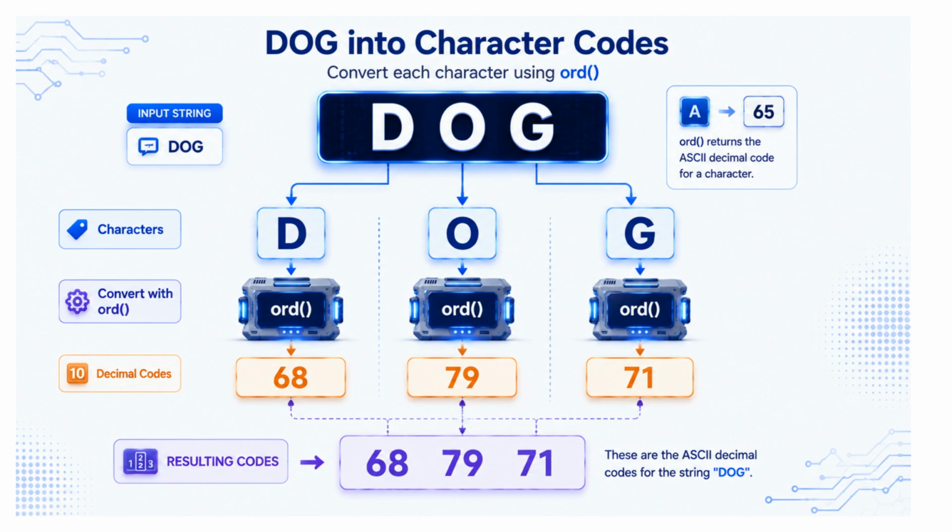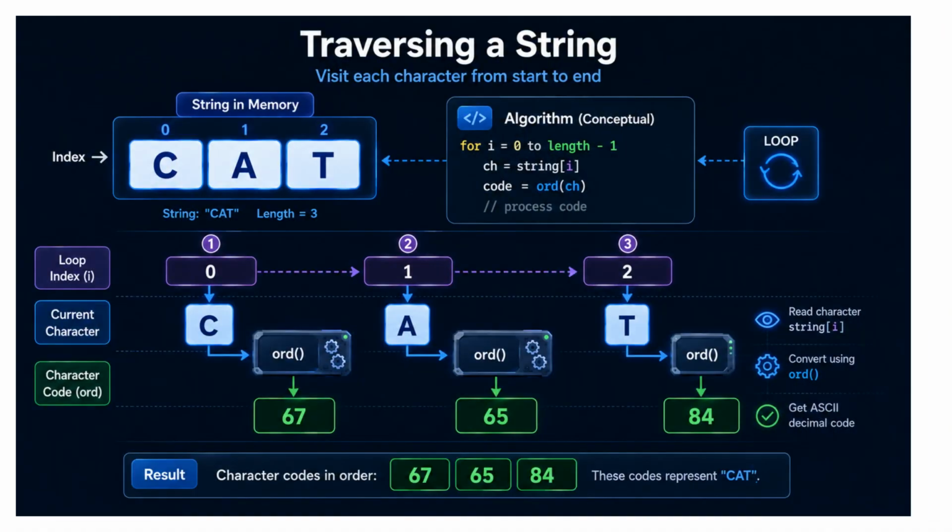This shows us that a complete string can be converted, one character at a time, into a sequence of character codes. Now, let's see how we can traverse a string and convert each character into a code. Here we have the string cat. The string contains 3 characters at indexes 0, 1, and 2. A loop starts at index 0 and visits each character one at a time.